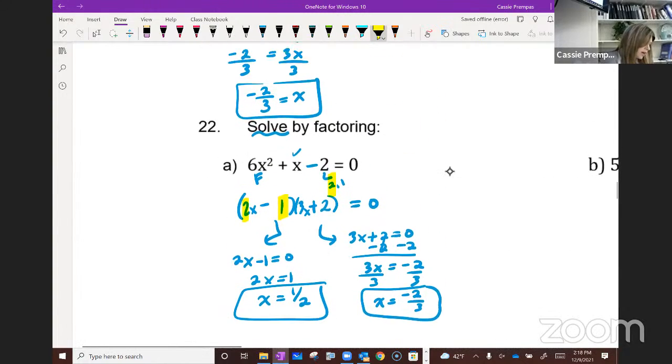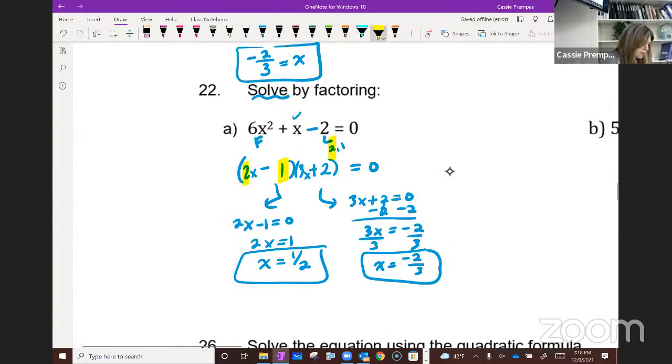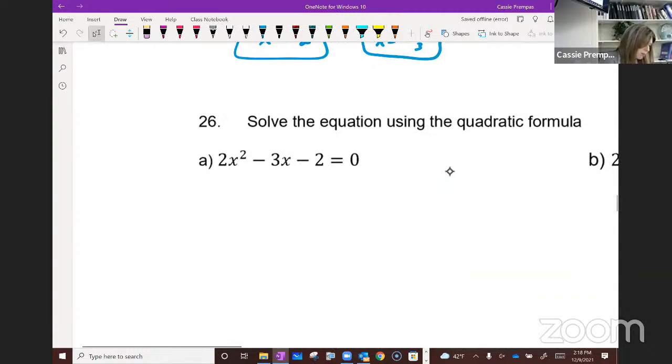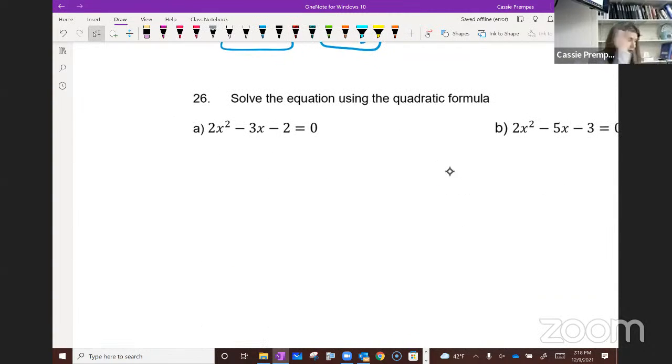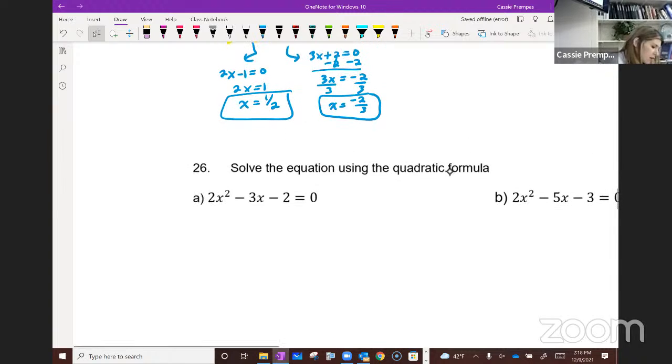Wow, that's a really bad typo, but hey, it helps us. We went from 22 to 26. Why that happened, I have no idea. Okay, so skipping 4 problems.